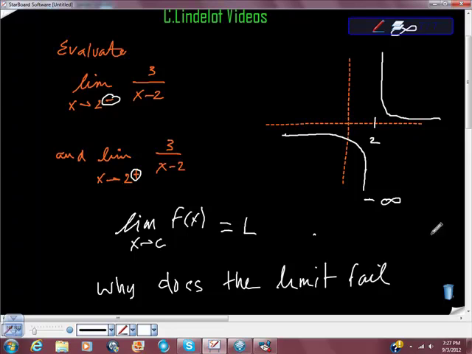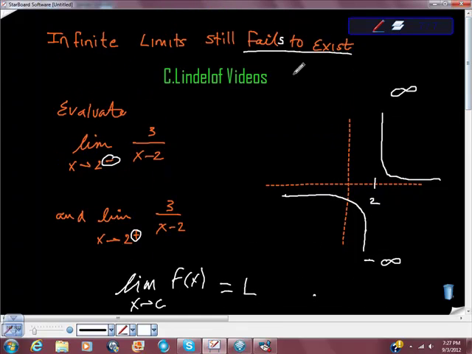So let's be clear about this. The limit here fails to exist. The fact that it goes to positive infinity and negative infinity is only a description of why it fails. The equal sign in the statement f of x equals infinity doesn't mean that the limit exists. On the contrary, it tells us how the limit fails to exist by denoting the unbounded behavior as x approaches that value from either side. So let's be clear, the limit fails to exist. This is only a description of why the limit fails to exist.